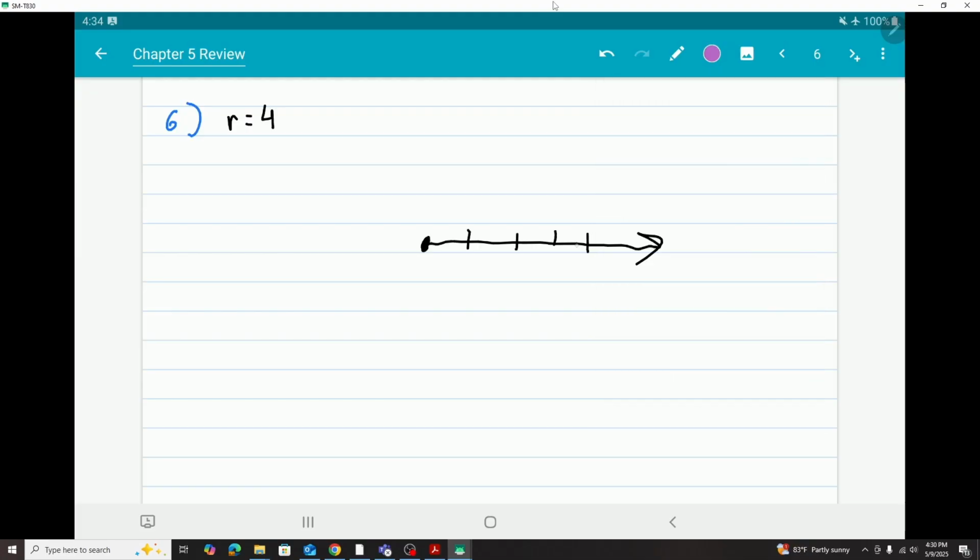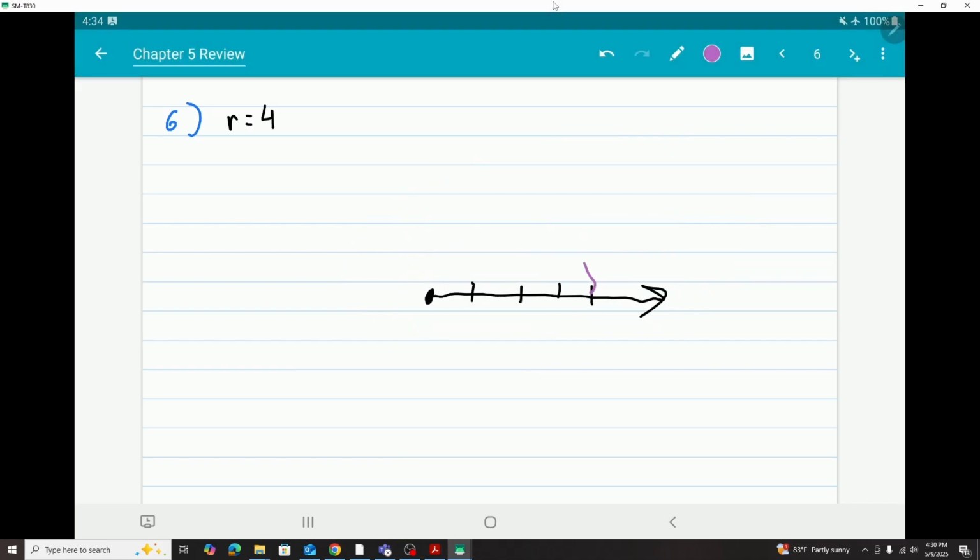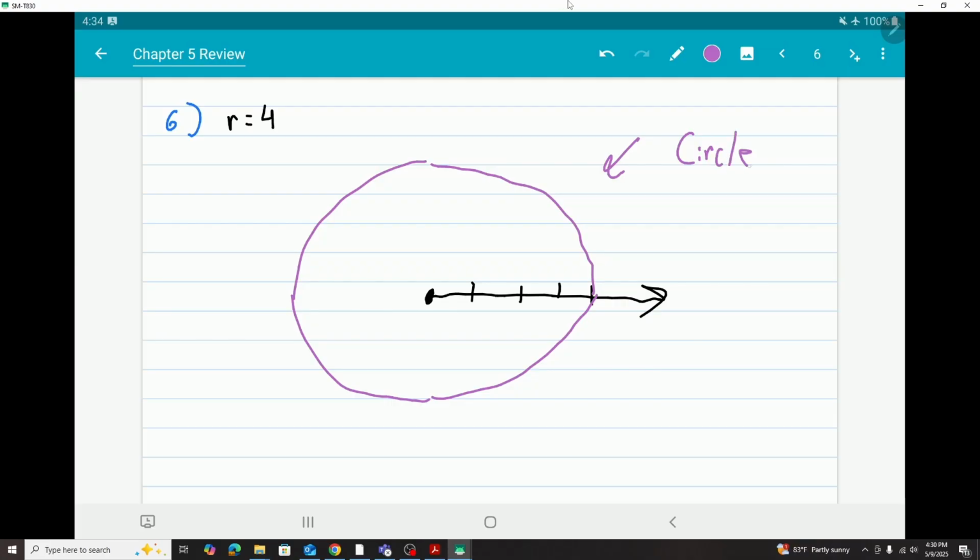So I go purple here, and then in theory I draw a perfect circle. In practice it's not very good. So let's try that a little bit better. But the major thing is it is a circle with radius 4.